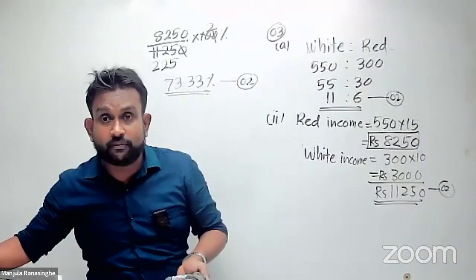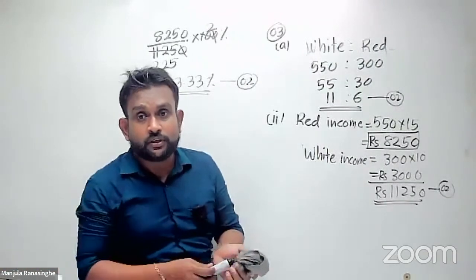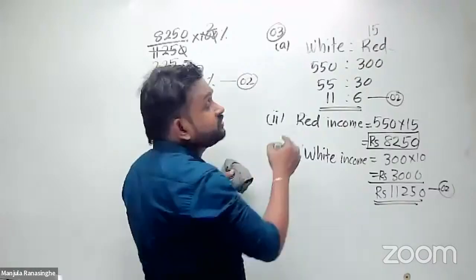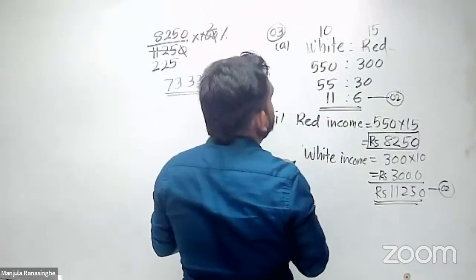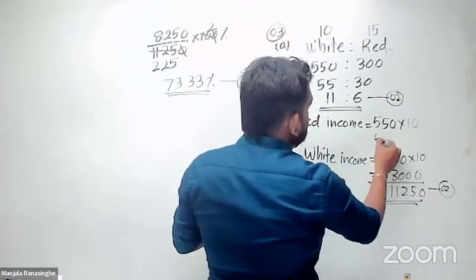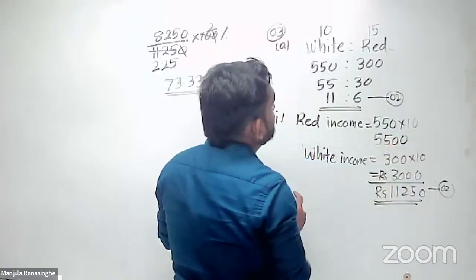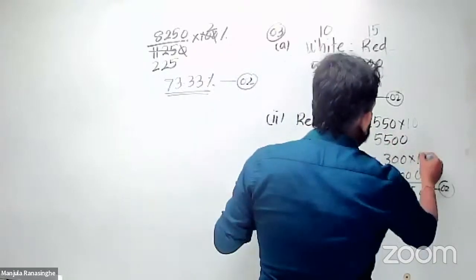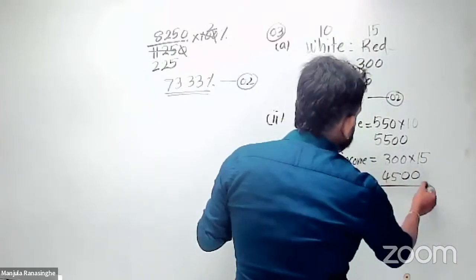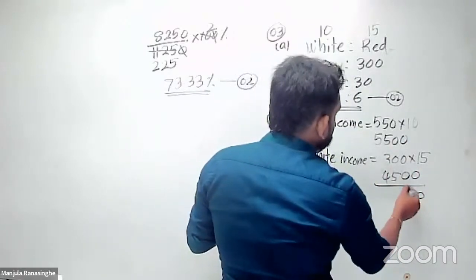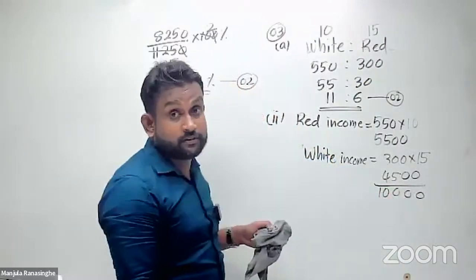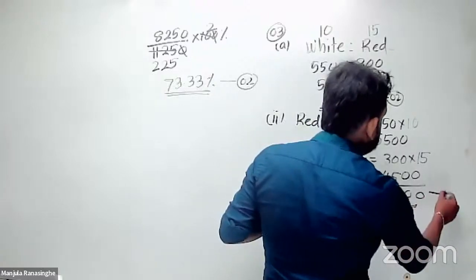And the question on income: red lotus 15 and white lotus 10. Then the total income, 5 into 15 and 10 now. Yes, my mistake. That is 10, then that is 5500, and here 300 into 15, then that gives you 4500. So what is the total income? That is 10,000. 10,000 is the total income, 2 marks.